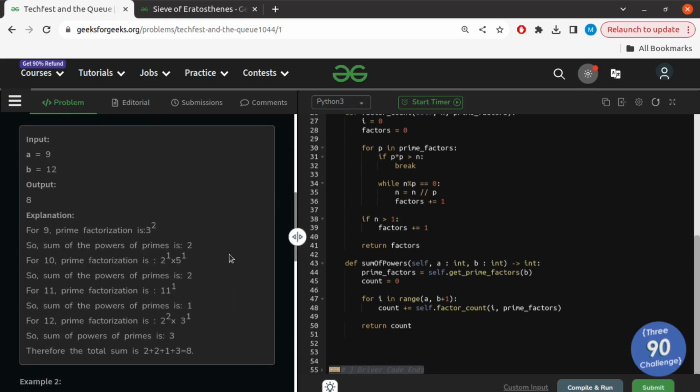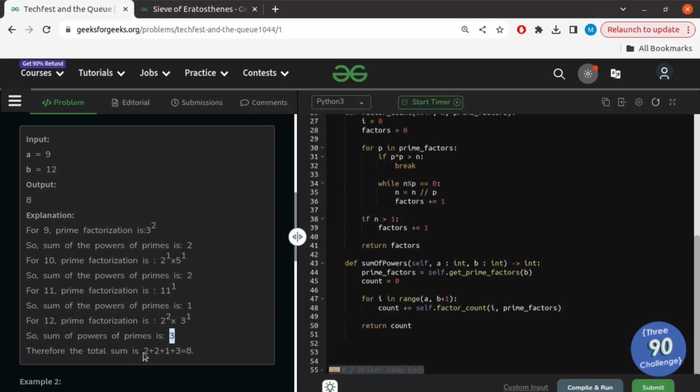So let us take a look at an example. If A is 9 and B is 12, then the prime factorization of 9 is 3 squared, so the sum of power here is 2. Similarly, 9 to 12 means 9, 10, 11 and 12. The prime factorization of 10 is 2 into 5 and the powers are 1 and 1, so the sum of power is 2. Similarly for 11, it is just 1, so the sum of power is 1. For 12, it is 2 squared into 3, so the sum of power is 2 plus 1, which equals 3.